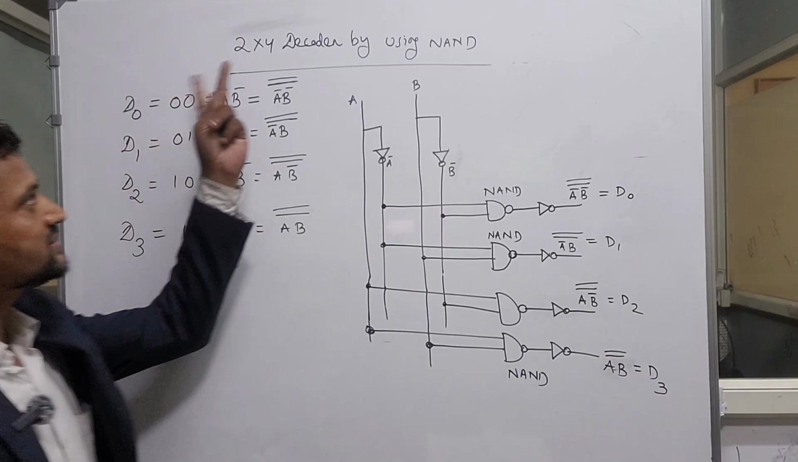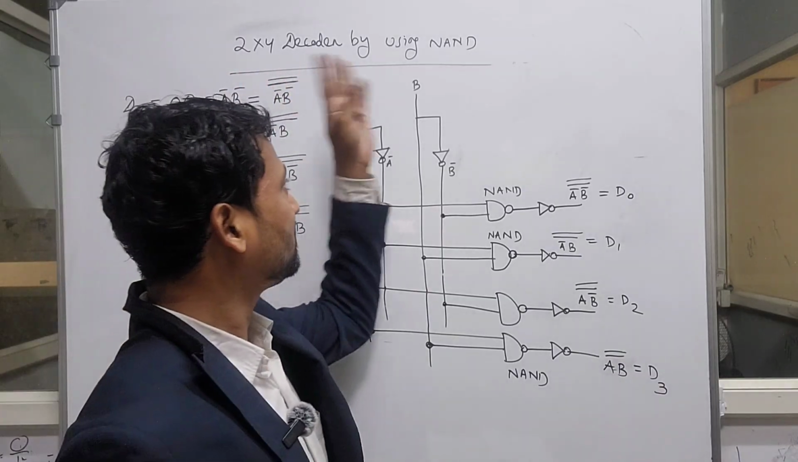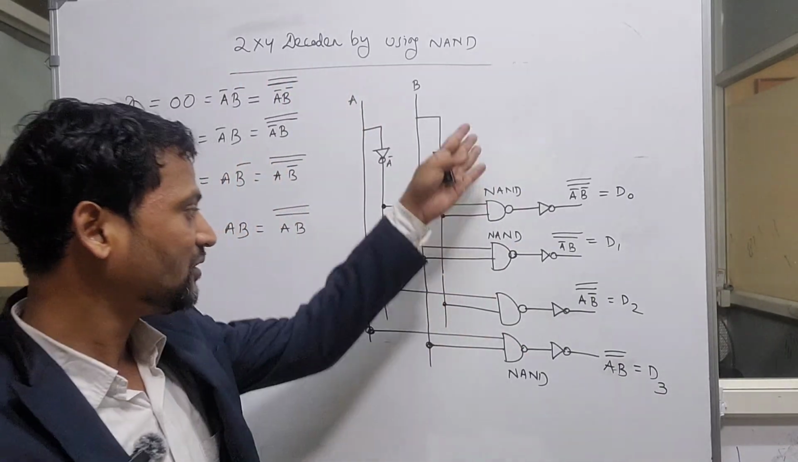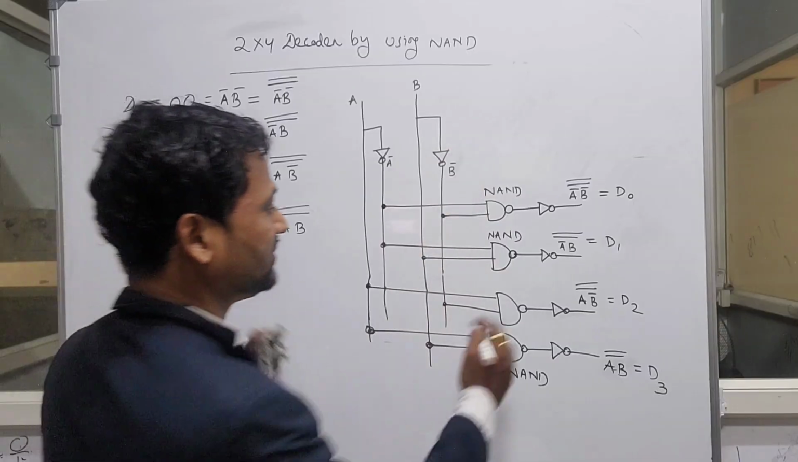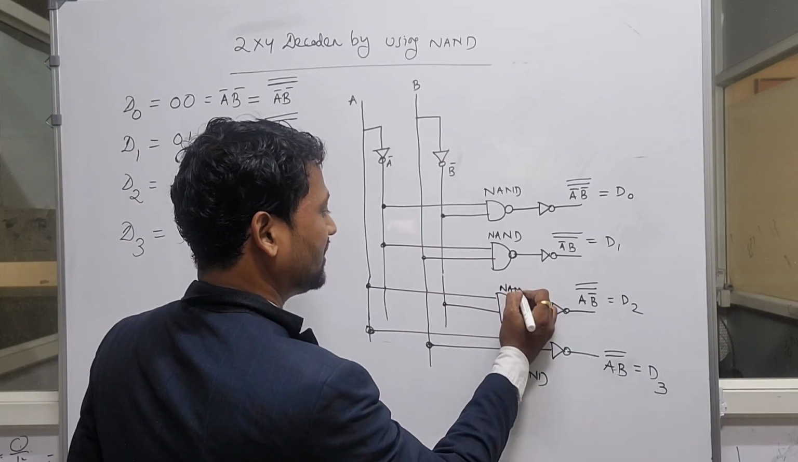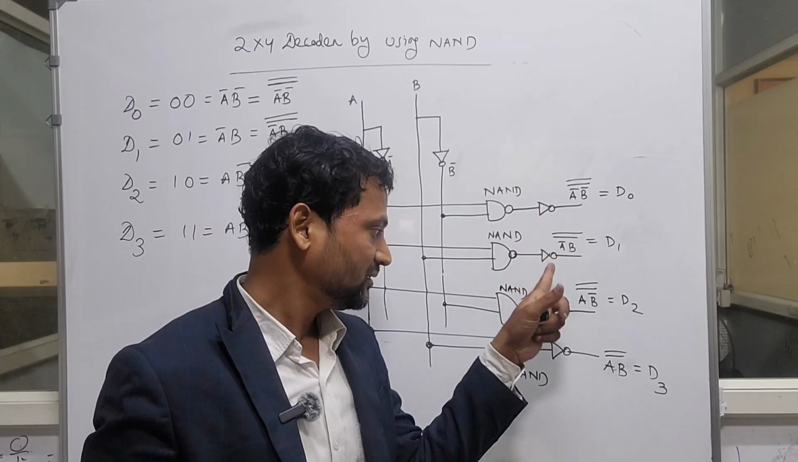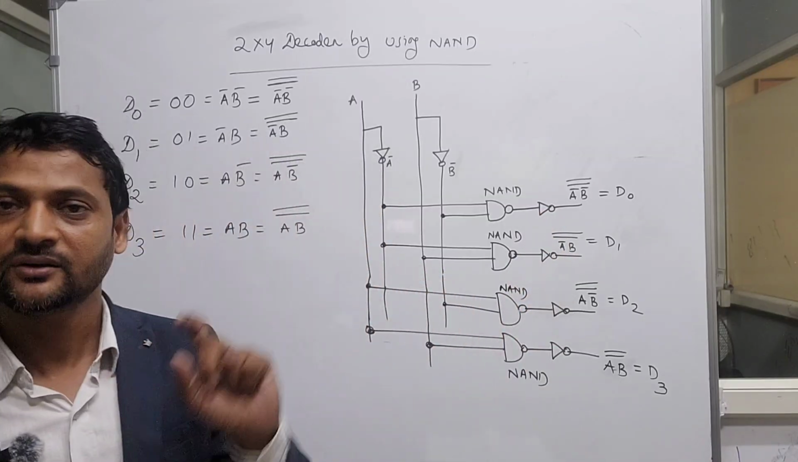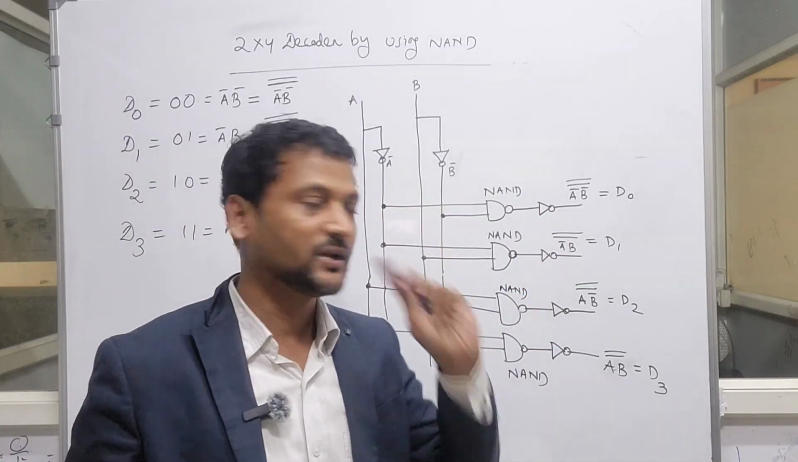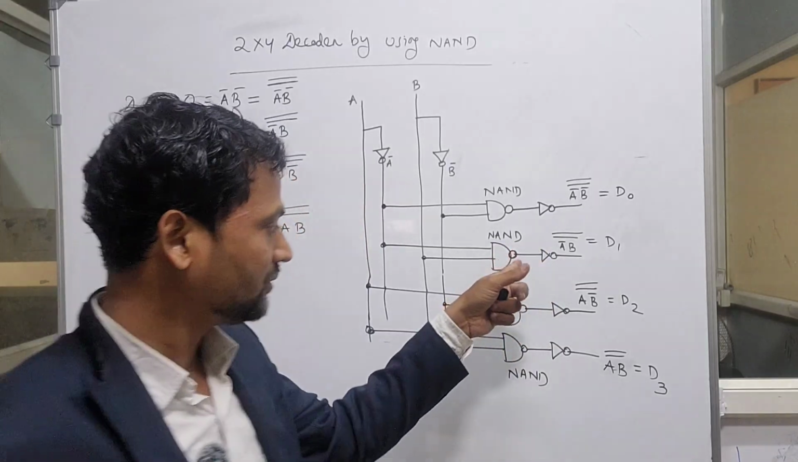So that means we can design a 2x4 decoder by using NAND gates. So how many NAND gates are there? 4 NAND gates here, and these are also NAND gates. You can say a NOT gate is a NAND gate. The condition is, if both the inputs are shorted, like only one input.